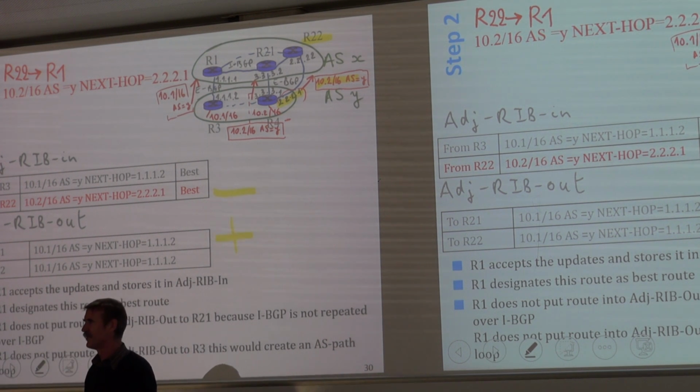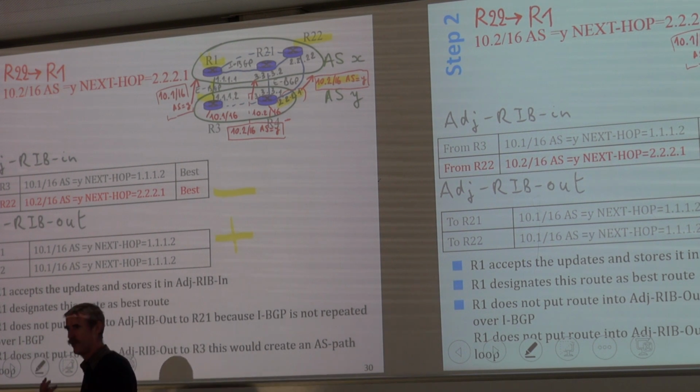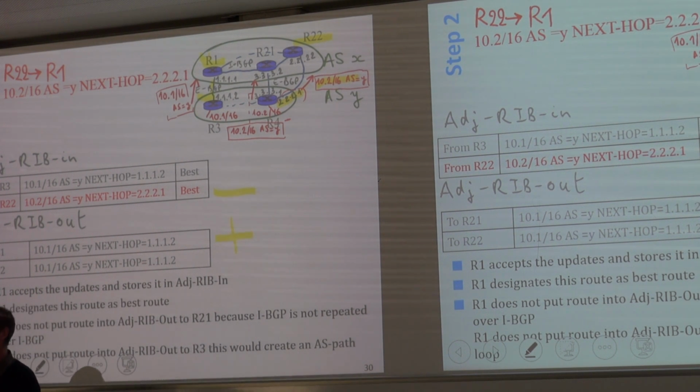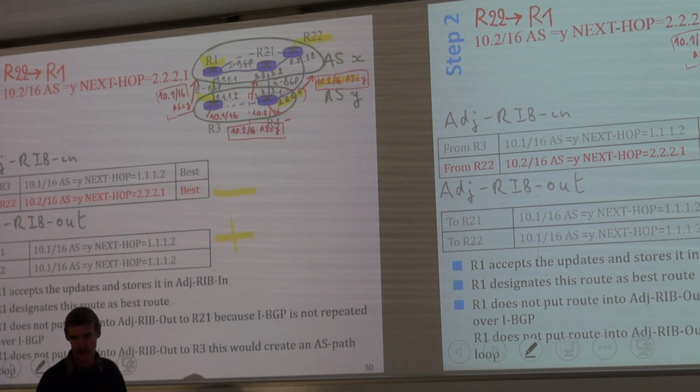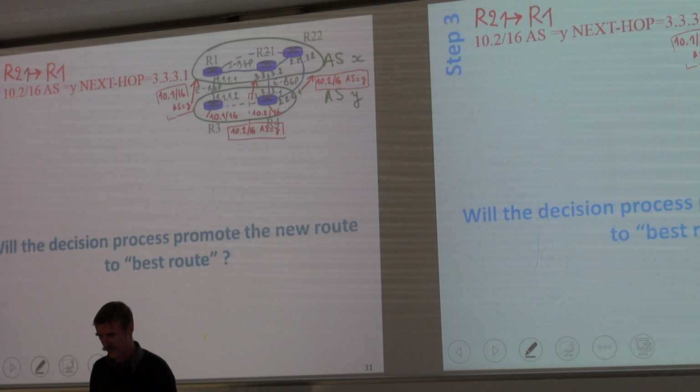There was a comment or question? No, it will not, because R1 has heard this new information from R22. Whom could it repeat? It could repeat it to R3, but that would create a loop in the AS path, because that route comes from AS path Y, so I don't repeat it into AS path Y. And I don't repeat it to R21 or R22, because they are inside the same mesh as I am, and we don't repeat internally what we have learned internally. Okay. So far so good, no big deal.